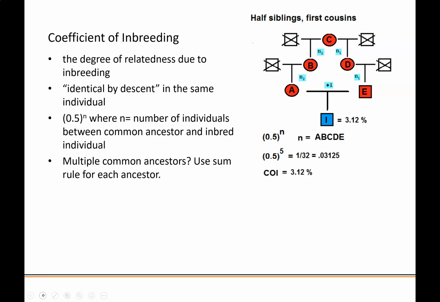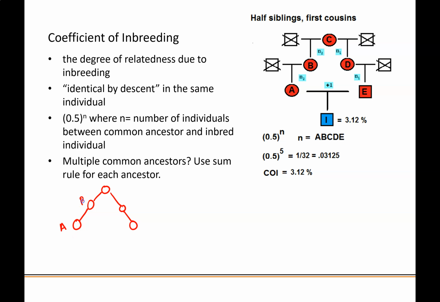So let's calculate our coefficient of inbreeding. This is similar to our coefficient of relationship. We are going to be calculating the degree of relatedness due to inbreeding, so basically the chances that they are identical by descent from the same common ancestor. Now remember, this is a problem because any deleterious alleles are going to get concentrated by that inbreeding and increase this individual's chances. So the very first example, we had this example.